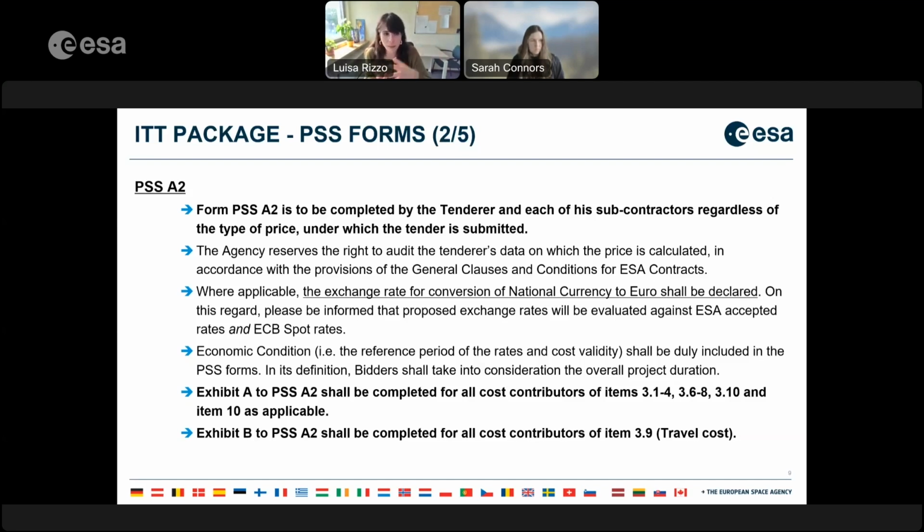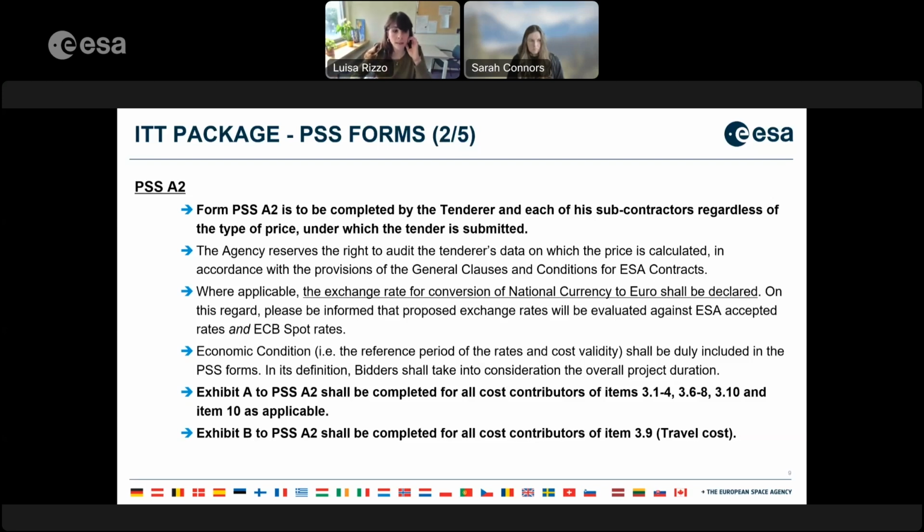So for instance, let me make an example. If you are bidding for a one-year contract, the economic conditions will be limited to the current year or the expected year of the kickoff of the activity. Whilst if you are bidding for a 4-year contract, in that case, the economic conditions shall be extended to include the whole duration of the contract.